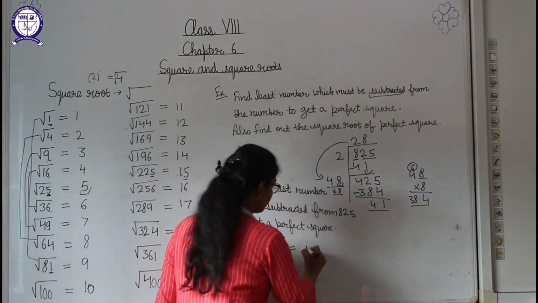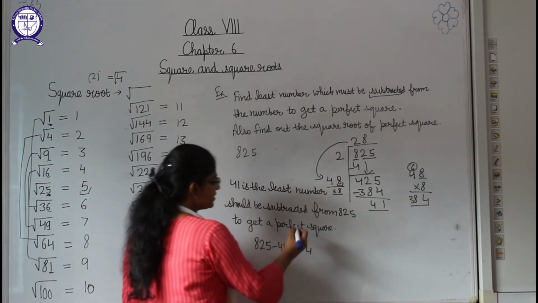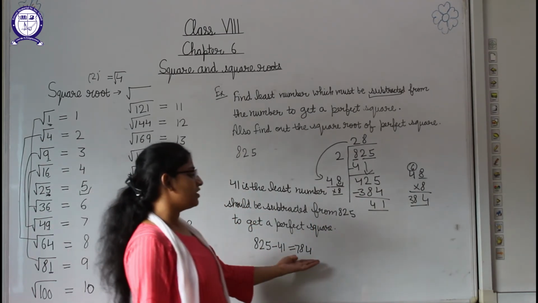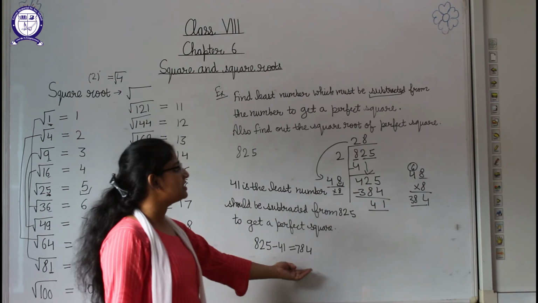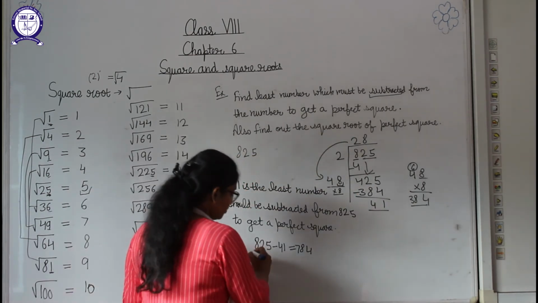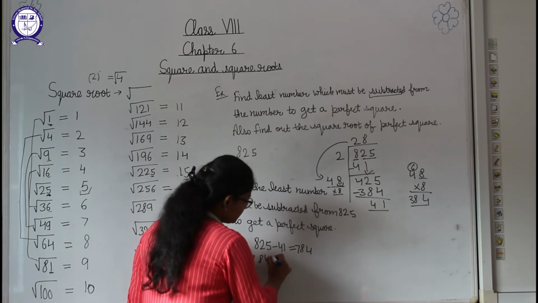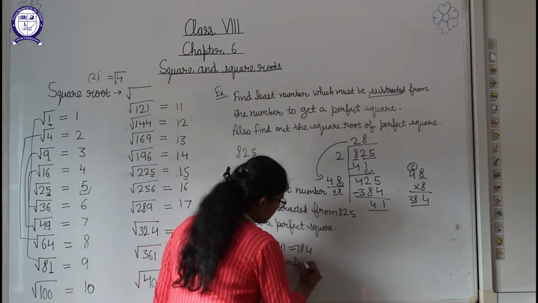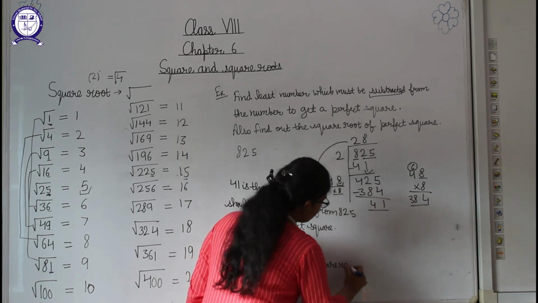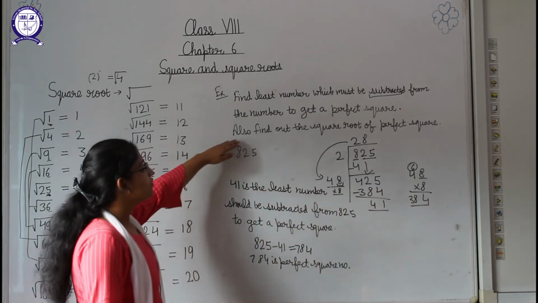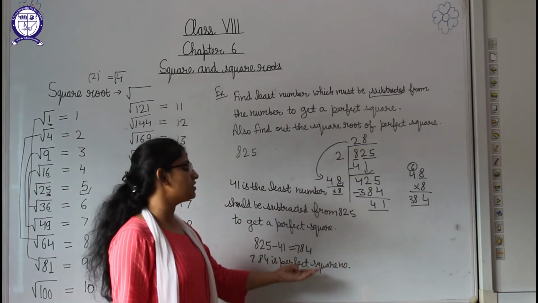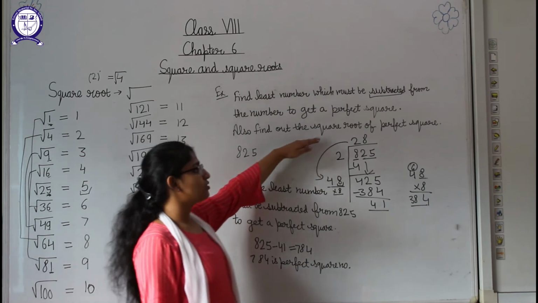5 minus 1 will be 4, here 12 minus 4 will be 8, and 7, so 784. We are getting 784 as our answer. It means this 784 is the perfect square we are getting. So 784 is a perfect square number here. Now further, what do we have to solve? Also find out the square root of the perfect square. As we get that 784 is the perfect square, we have to find its square root.